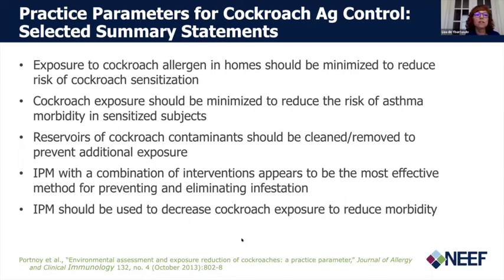Exposure to cockroach allergen in schools and homes should be minimized to reduce the risk of cockroach sensitization. Cockroach exposure should be minimized to reduce the risk of asthma morbidity in those sensitized subjects. Reservoirs of cockroach contamination should be cleaned and removed to prevent additional exposure. IPM, with a combination of interventions, appears to be the most effective method for preventing and eliminating the infestation, and it should be used to decrease cockroach exposure to reduce asthma morbidity. Next slide.